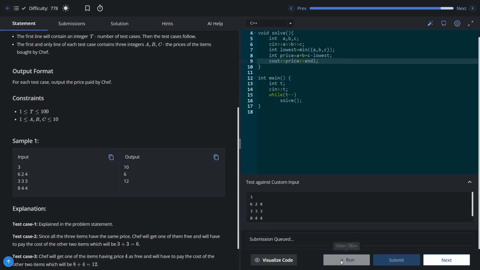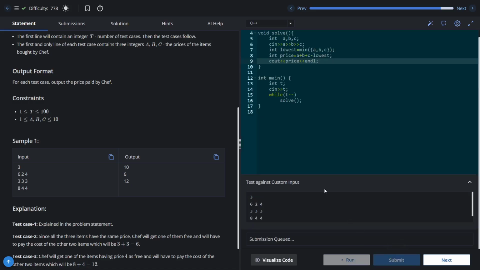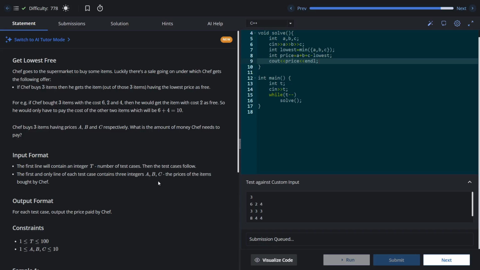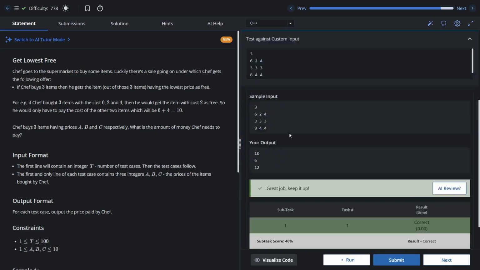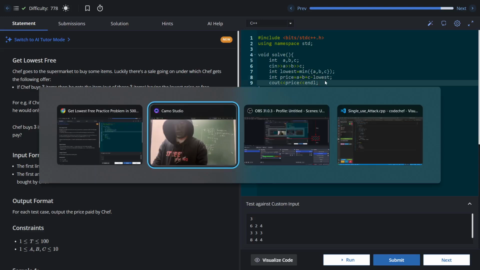Let's try to run it, and we are expecting 10, 6 and 12, and yes, we are getting it. Let's try to submit it. Yes, it got accepted. So in this way you could have solved the problem. Basically, add all the prices and remove the lowest one. That's it. So thank you guys for watching the video.